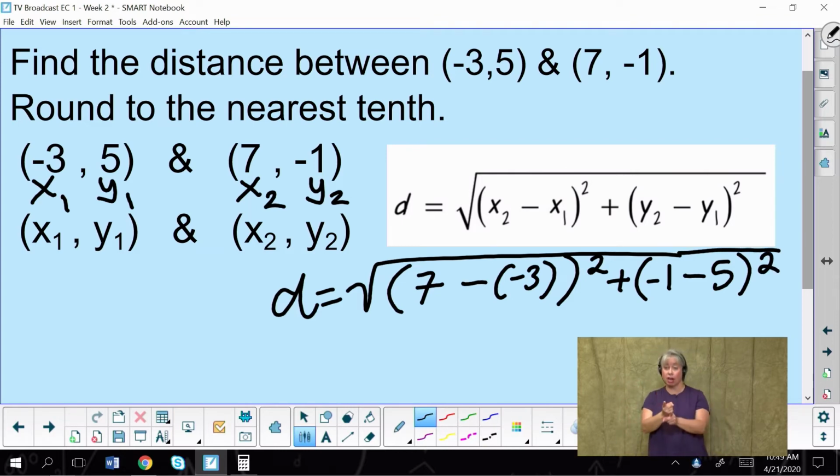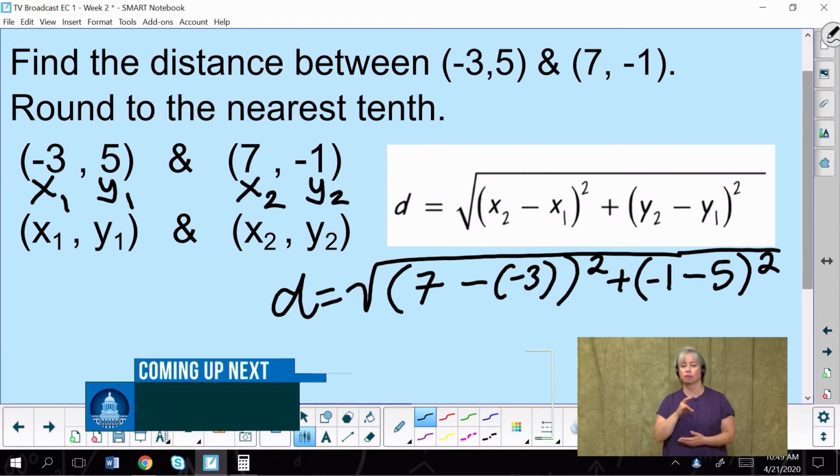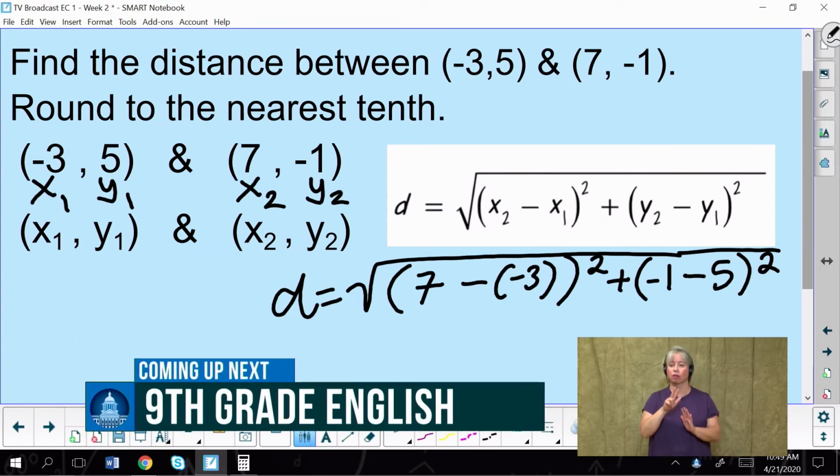We have x sub 2 minus x sub 1, yes, squared, plus y sub 2, which is -1, minus y sub 1, which is 5. This is correct, okay? So let's keep going.